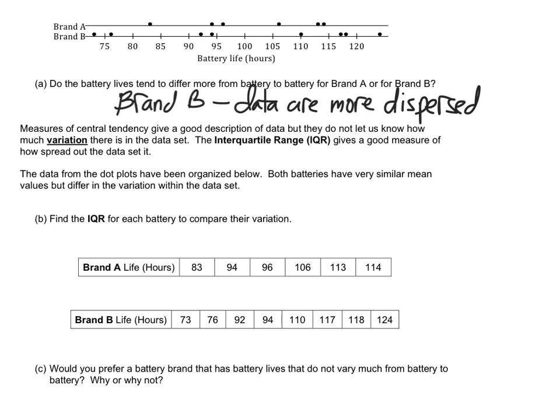Measures of central tendency give a good description of data, but they do not let us know how much variation there is in the data set. Measures of central tendency is really an umbrella topic, very important. I'm talking about three things in particular. Do you know what they are? They all start with an M: mean, median, and mode. Those are the three values that give us a sense of the center of the data, and oftentimes it's all we really want to know about the data.